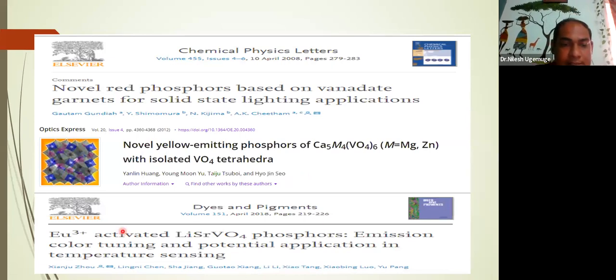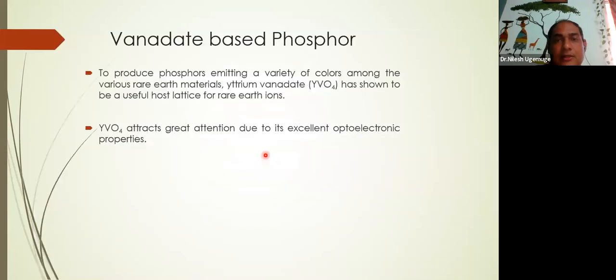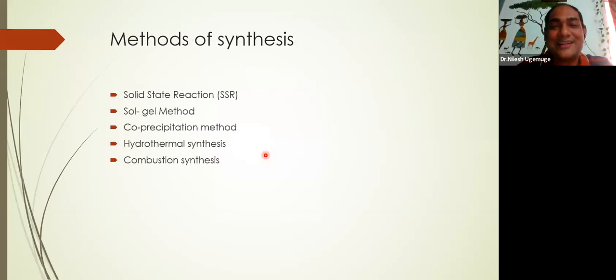Here you can see a doped one, Eu3+ activated, for phosphors or color tuning. And one more application is temperature sensing. That is why we are trying to work on these particular materials. So simply there is a YBO4 group that I am not speaking about because I am from physics, so I don't know much chemistry. But up to this mark, I know the chemistry that we can see.